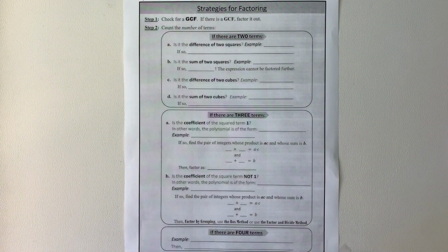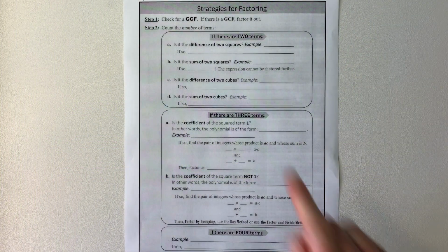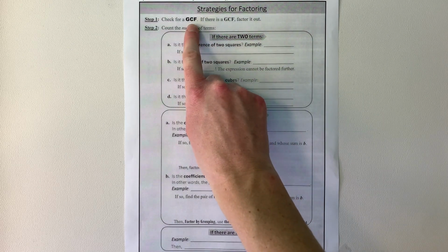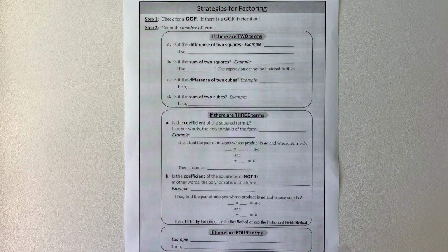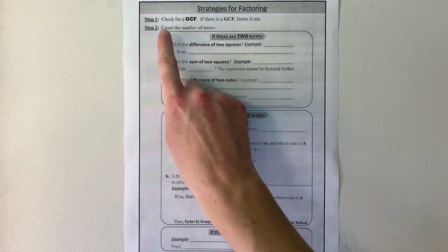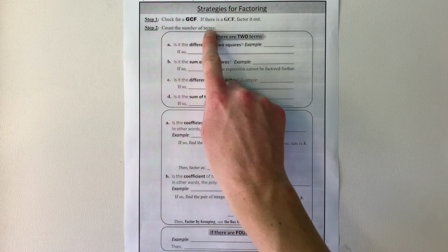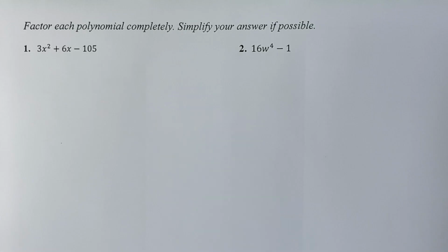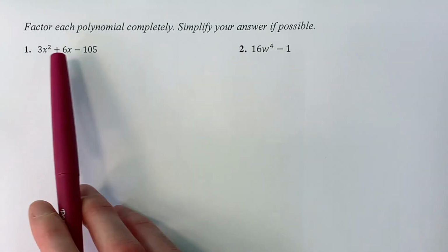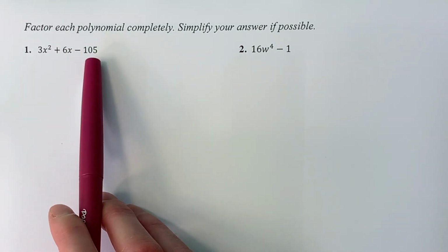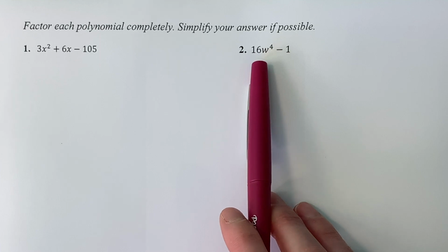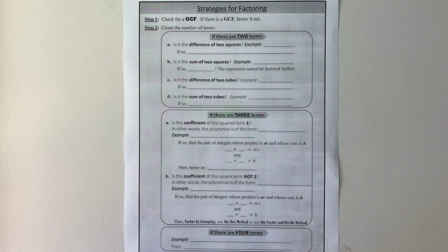If the instructions say factor, step 1, check for a greatest common factor. Once you've checked for a greatest common factor, in step 2 you want to count the number of terms. For example, this problem involves 1, 2, 3 terms versus this problem, which involves 1, 2 terms. You want to count the number of terms because that will help you to decide what strategy to use.